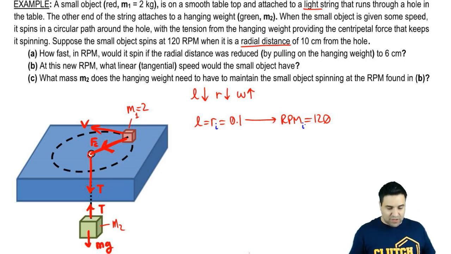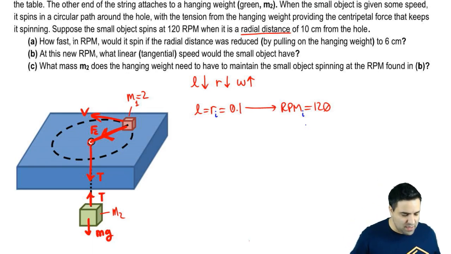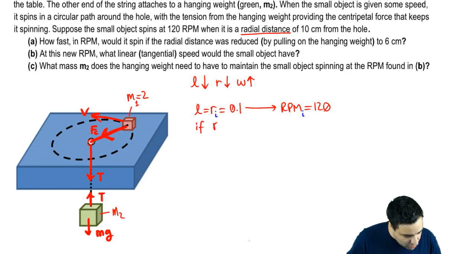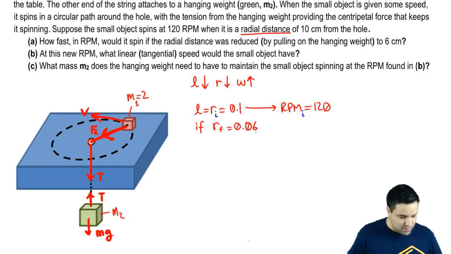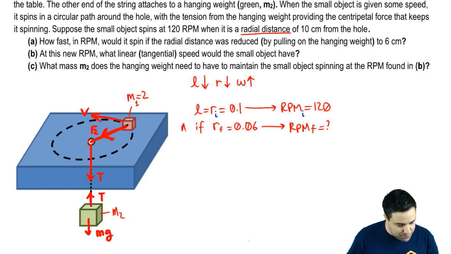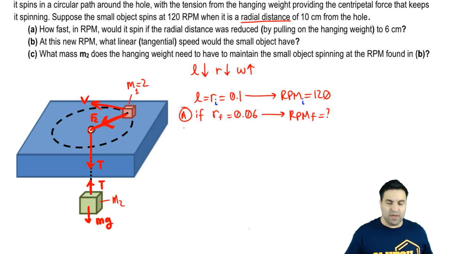Okay. So the first question is, how fast in RPM would it spin if the radial distance was reduced to 6? In other words, if our final is instead of 10, it is 6, so 0.06, because it's got to be in meters, what would be my RPM final? Okay, so that's part A. So let's do this real quick.